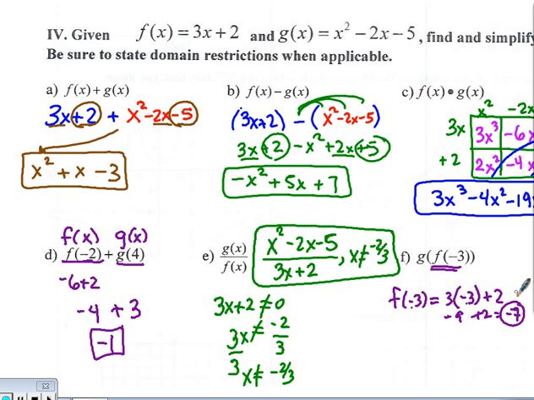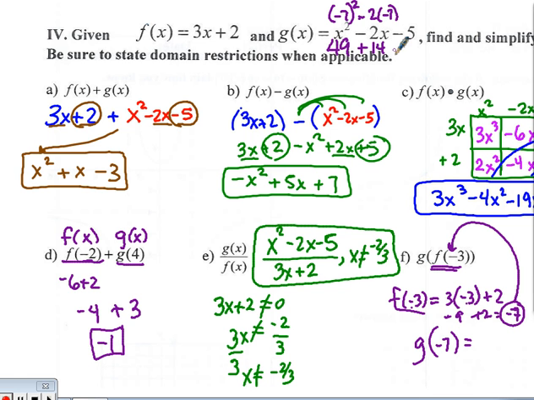I can replace f of negative 3 with something that's equal to f of negative 3, so I can find g of negative 7 now. So let's plug negative 7 into g. Oh, this is exciting. All right, negative 7 squared becomes 49. Minus 2 times negative 7, so that becomes plus 14, and then minus 5.